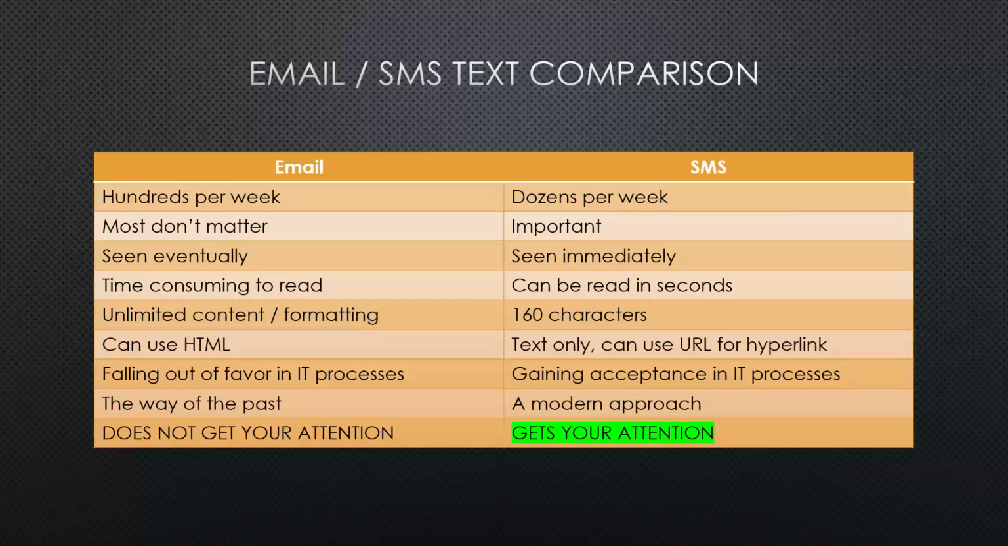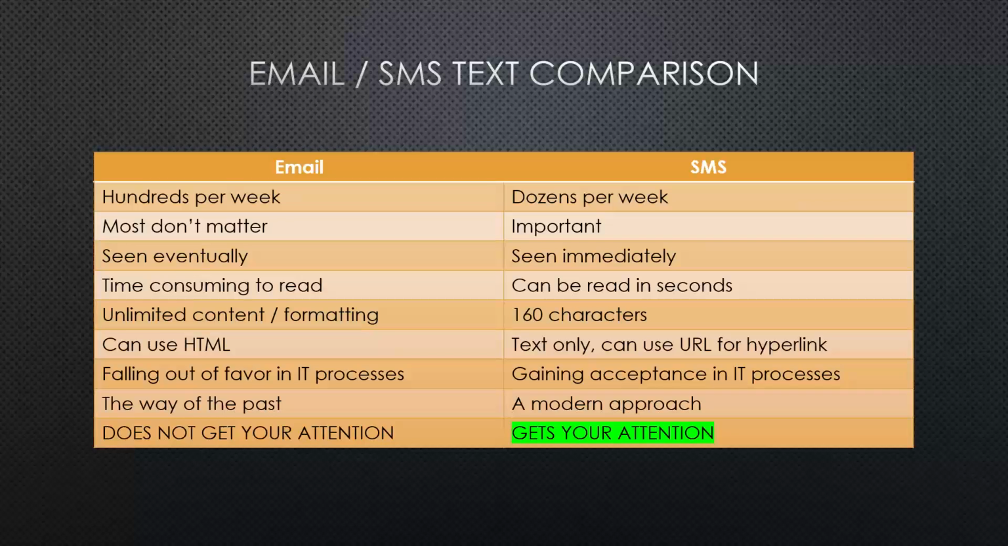Here's a general comparison between sending notifications via email versus texting. We're getting hundreds of emails per week, almost all of us. And with text, that's less common. We're not, at least at this stage, buried in text messages. Most of our emails don't really matter. We've got a lot of clutter and junk. Text messages, on the other hand, are short and sweet. There's a reason we're getting them. If we're not supposed to get them, then of course we can block.